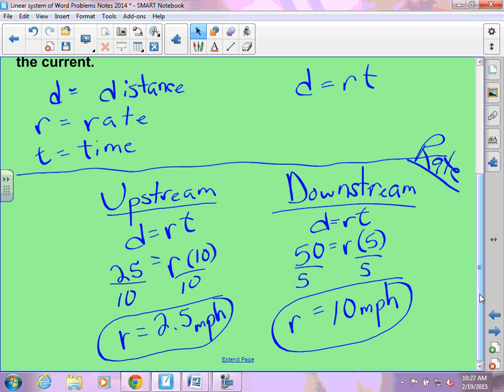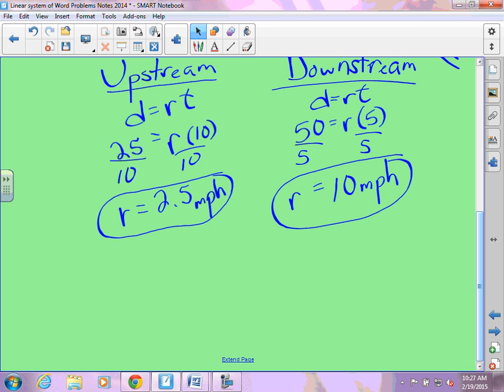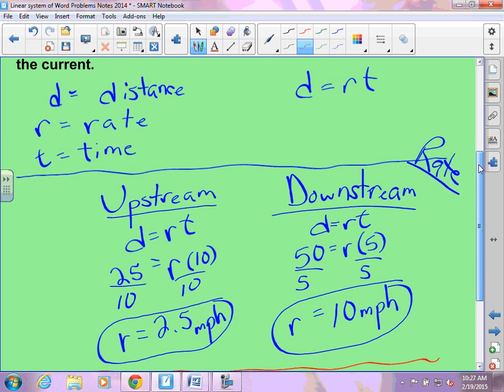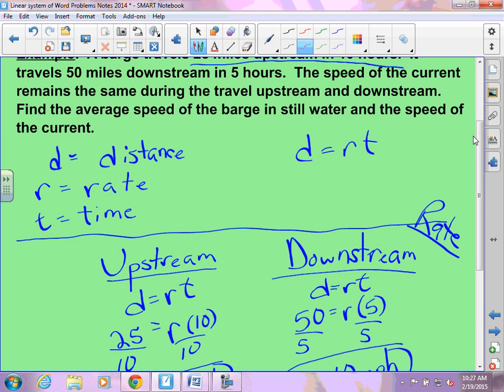All right. So I found the rate, but I didn't answer my question of the problem. Let's take a look at the problem. What am I trying to find? What does it ask me for? Average speed of the barge in still water. Okay, so like it was in Frontenac Pond and it was moving, how fast would it be moving, right? And then it asks me what? The speed of the current, right? That's how fast the water's moving.